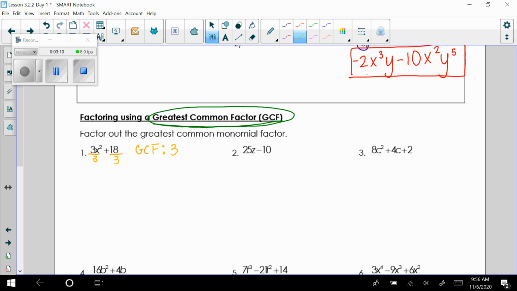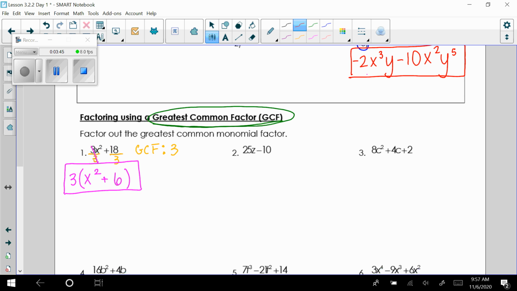And the way that we would write our final answer is we would write the 3 on the outside, and then what we're left over with once we divide out. So if I divided this first term by 3, those would cancel, and we'd be left with just x squared. And if I divide 18 by 3, we would be left with just 6. And this would be our final answer factored out. If you wanted to check if you did it correctly, you could distribute it back through, and you should end up with the original problem.